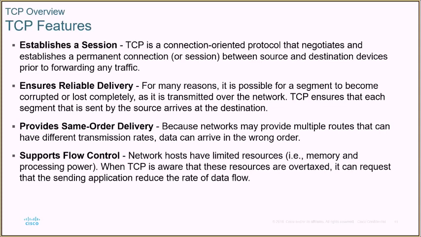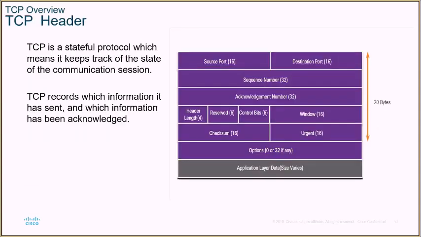So it supports flow control. Network hosts have limited resources, be that memory, processing power, bandwidth. And so TCP is aware that these resources can get overtaxed at times, and it can request that the sending application reduce the rate of data flow. That's not the only time as well. If too many packets start getting lost in transit, it will actually slow down the flow to try and minimize that loss. Obviously, there's possibly a router somewhere in the path that's being overloaded, and it's having to drop packets because it can't forward them all. And so slowing down the flow will hopefully fix that.